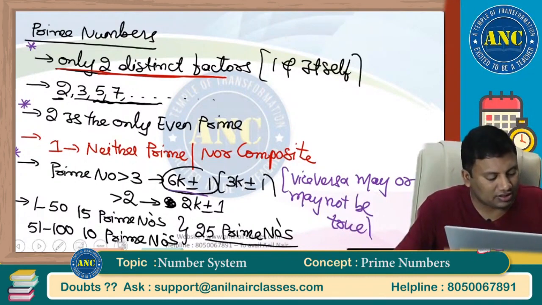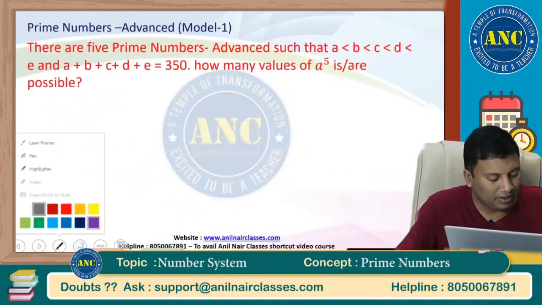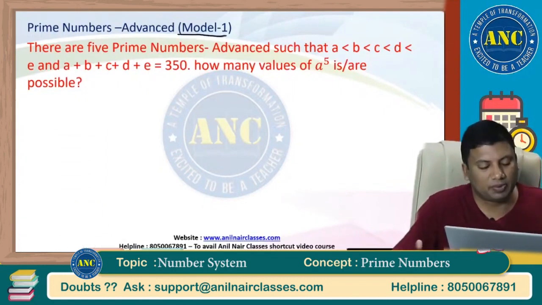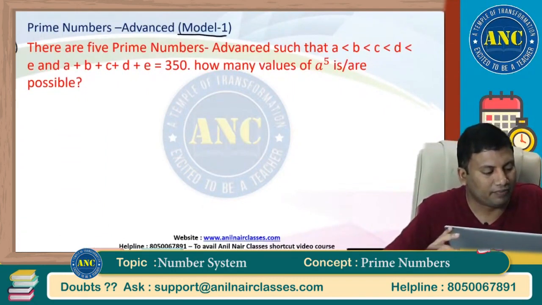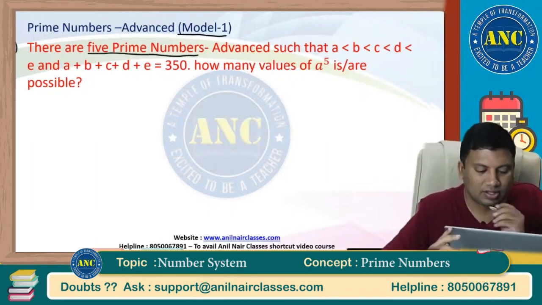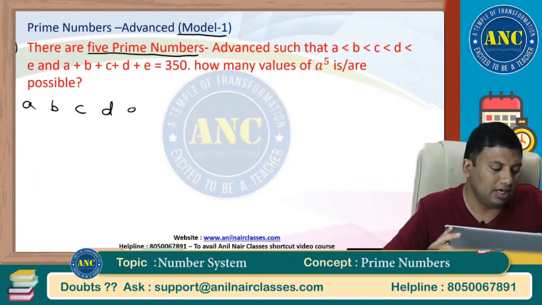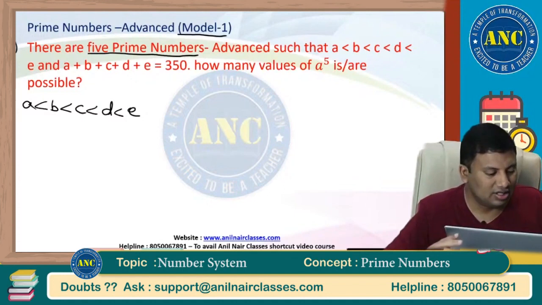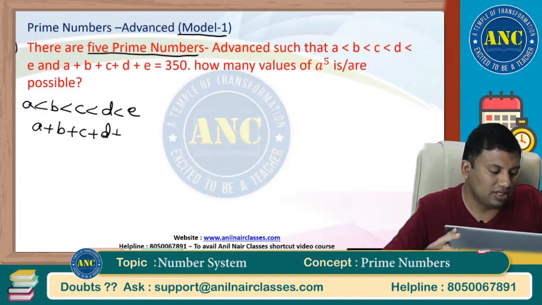Now, let us solve the first problem. First problem, previous year examination question, model number 1. We will cover as per model, so it will be clear to you. There are 5 prime numbers A, B, C, D and E with the condition A less than B less than C less than D less than E. 5 distinct prime numbers are given. Now, he is saying A plus B plus C plus D plus E equals 350.